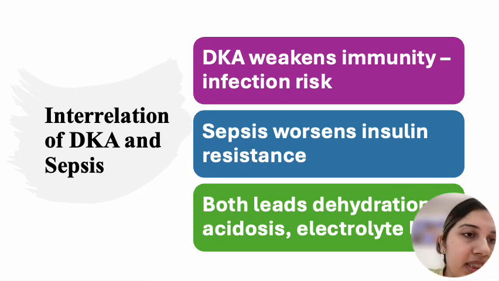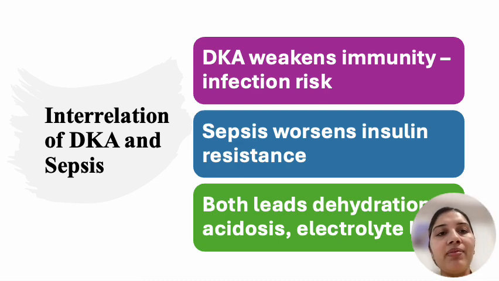Interrelation of DKA and sepsis. Diabetic ketoacidosis weakens immunity. Because of weak immunity, there is a high chance of infection. People may get infections more easily, and because of that, sepsis will worsen and insulin resistance develops. Both lead to dehydration, acidosis, and electrolyte imbalance.